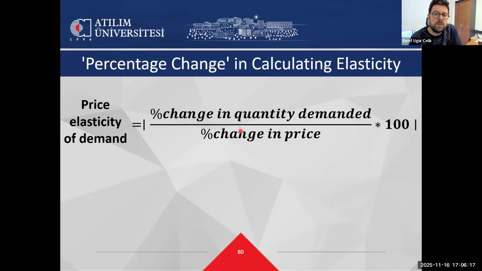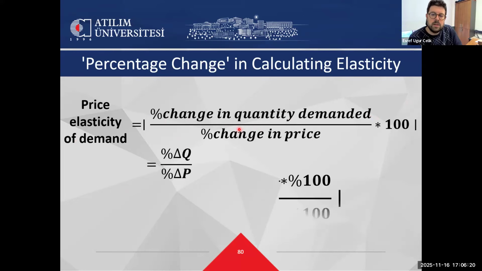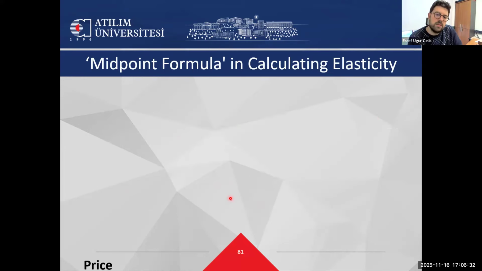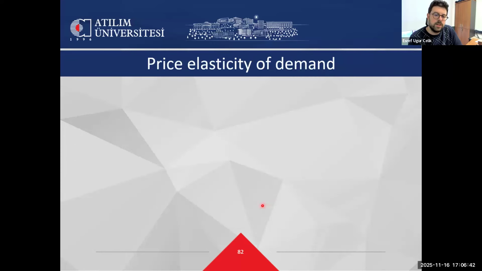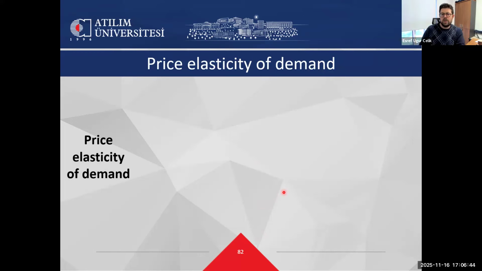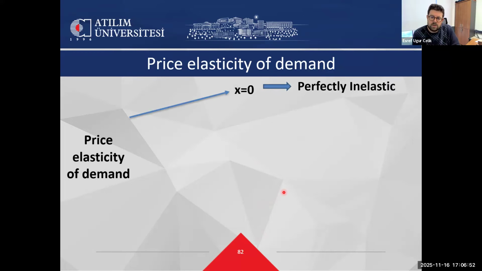We can use two types of formula. The first one is the percentage change formula: change in quantity divided by change in price, at the percentage level. The second one is the midpoint formula. The bottom part is different, but the upper part is the same as for the percentage change. You can calculate it, or I give the number for price elasticity of demand. How can we comment on that one?